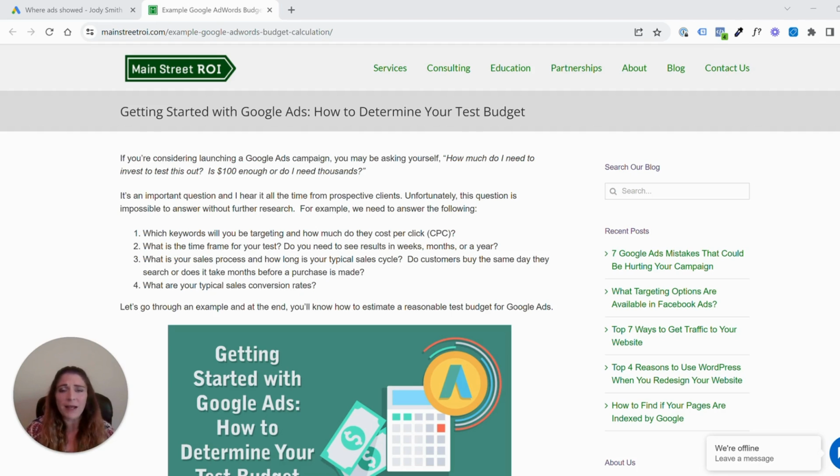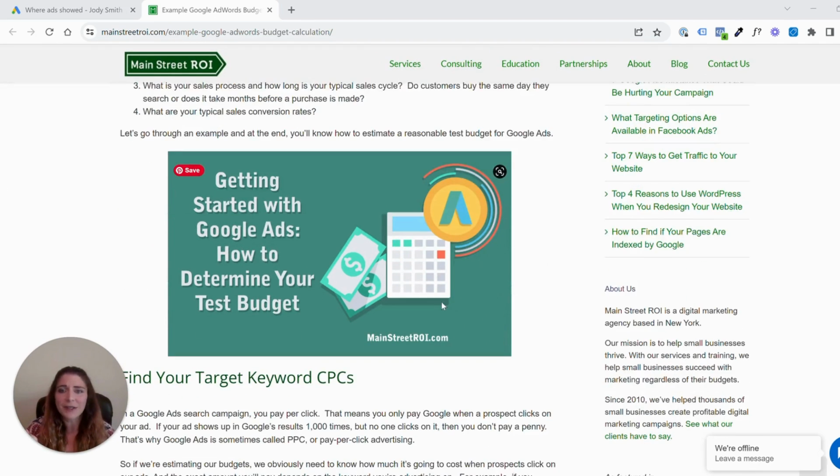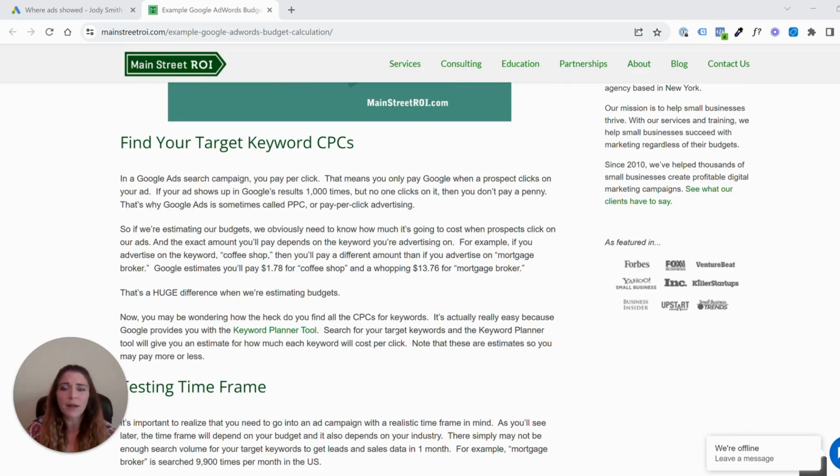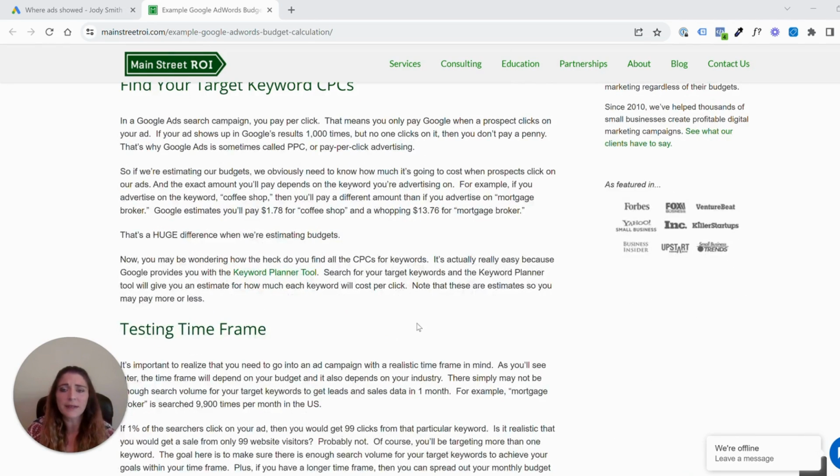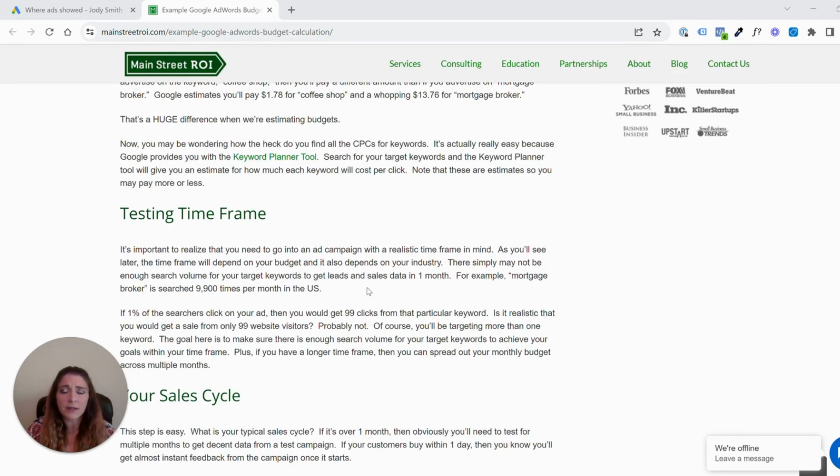Now, another thing to keep in mind is your sales process. I don't want to necessarily stay on this screen the whole time. But if you're a business that has a long sales cycle, for instance, if you have a large item that someone is going to take a significant amount of time to research. For example, let me just think.